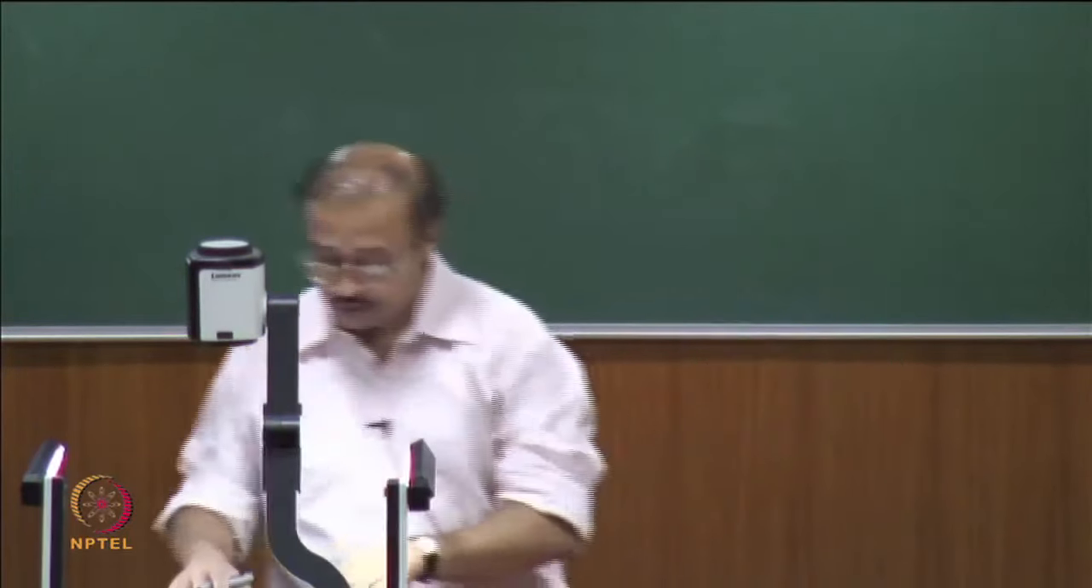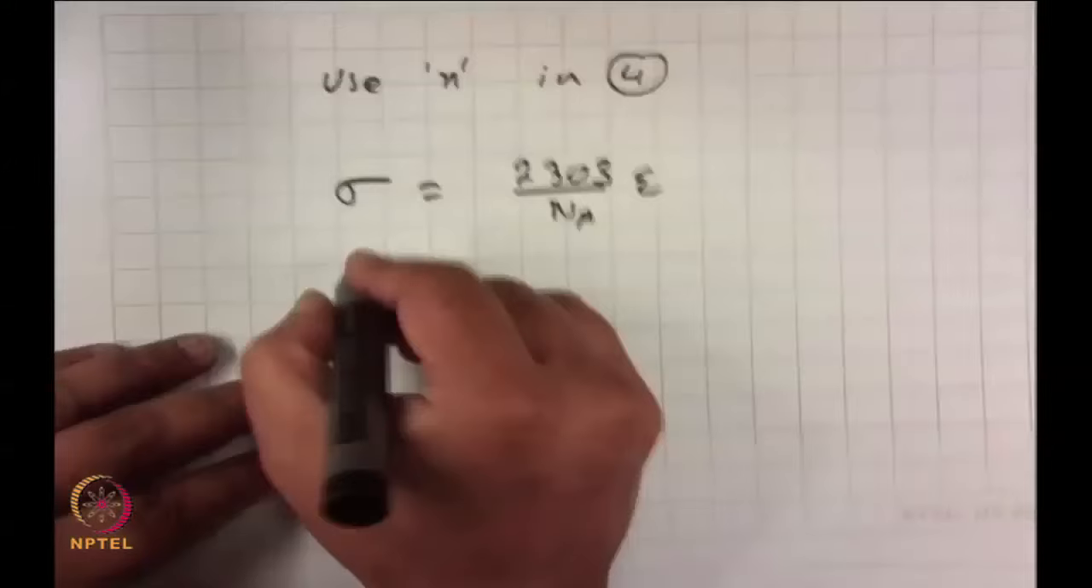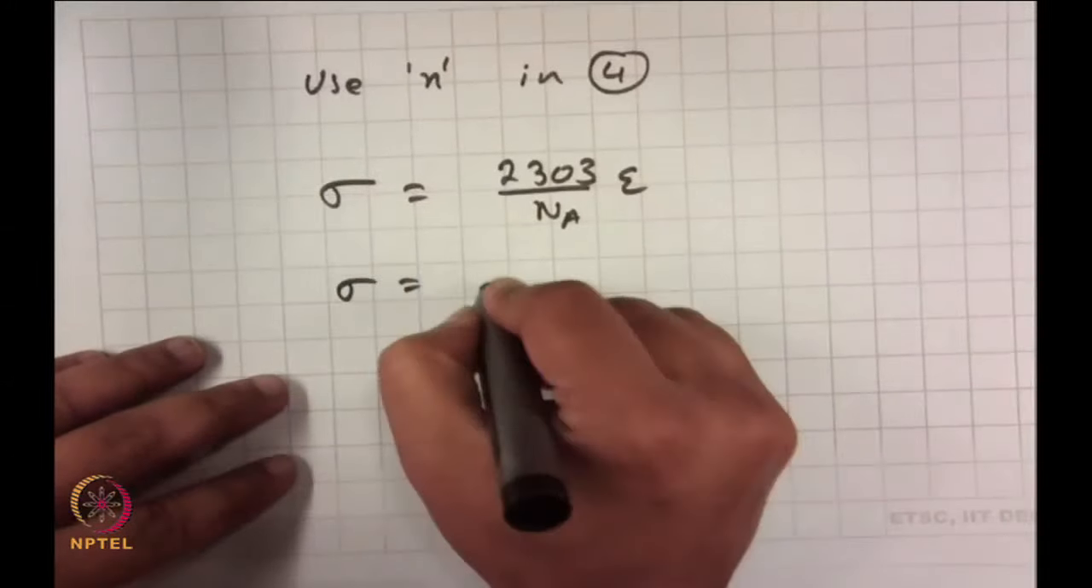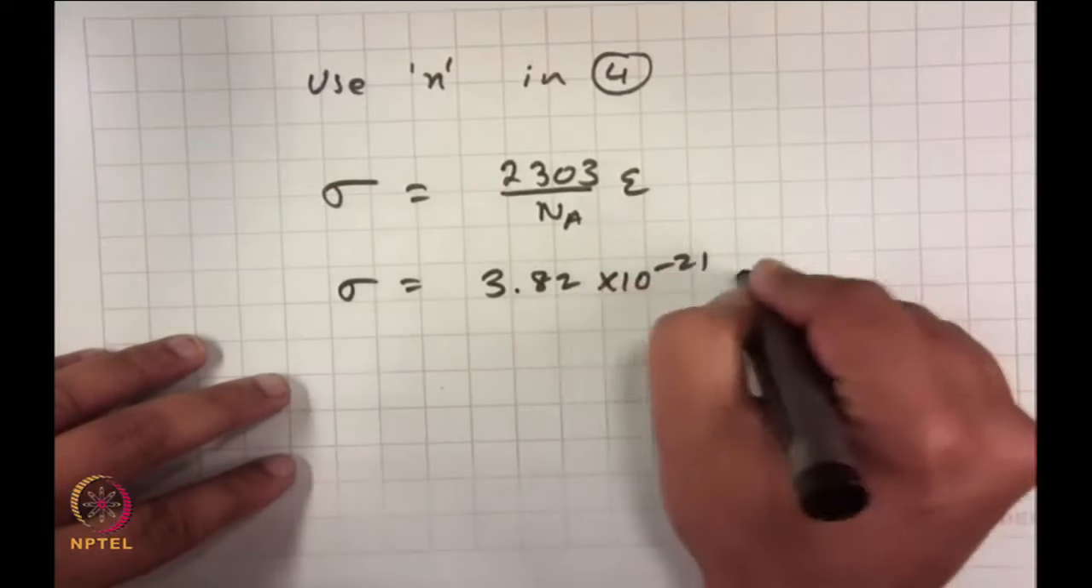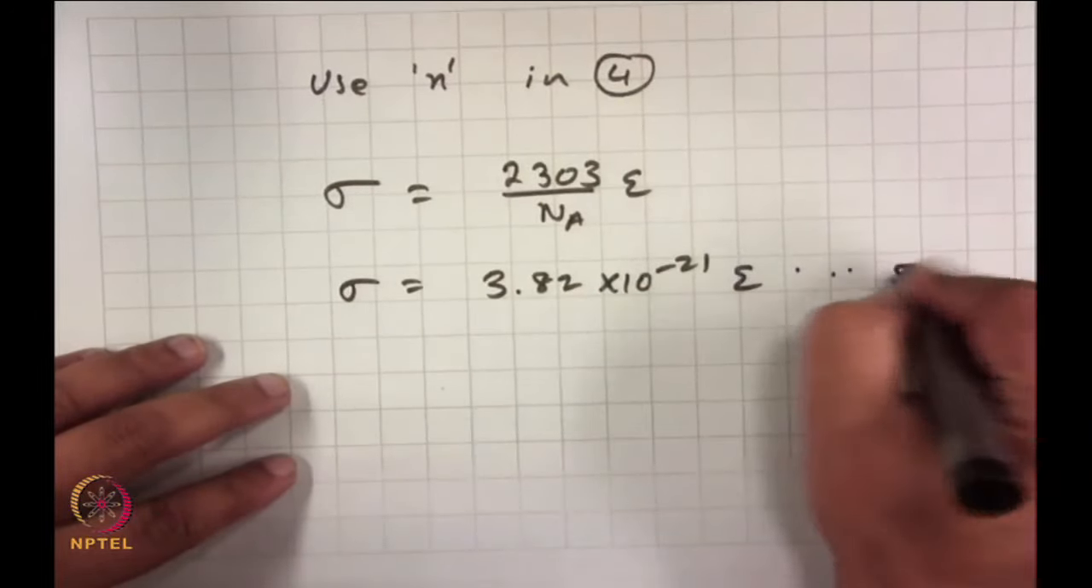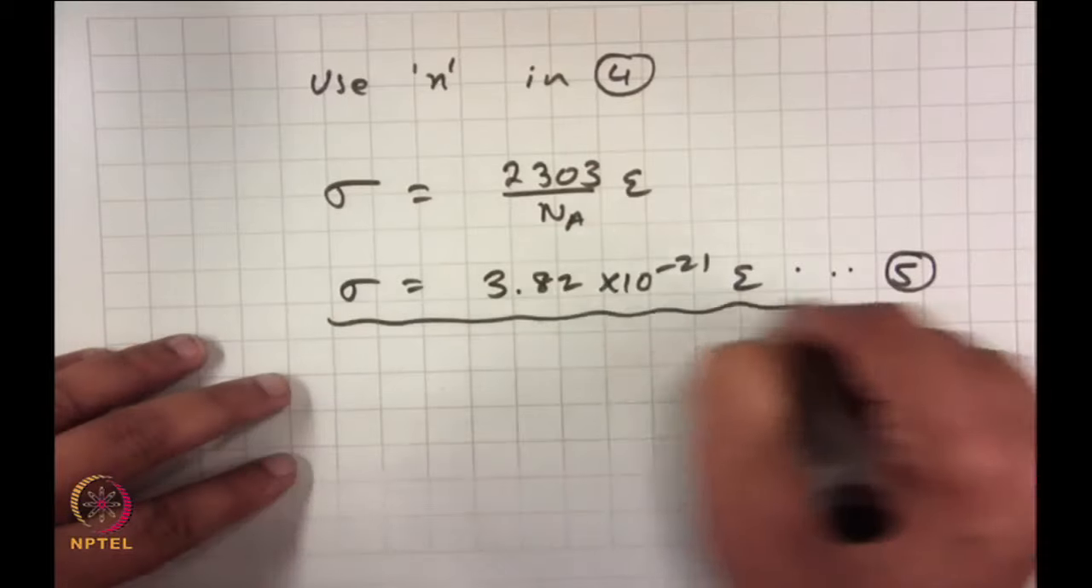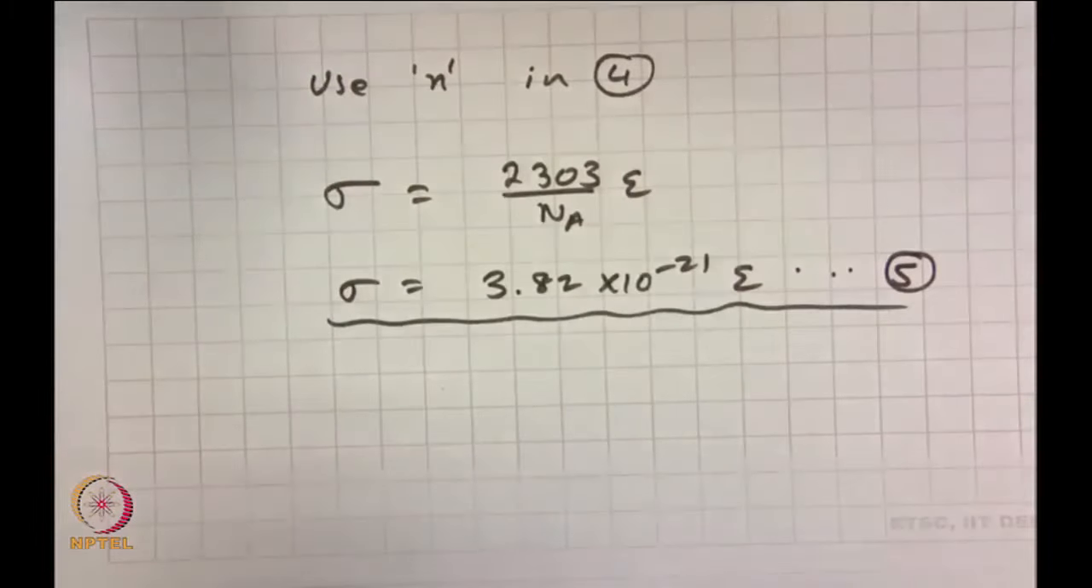Okay. Good. So, if you do the math, then you will see this sigma would come out to be about 3.82 times 10 to the minus 21 times epsilon, let this be 5. So, there is a relation, and I will give you an example by taking a molecule.